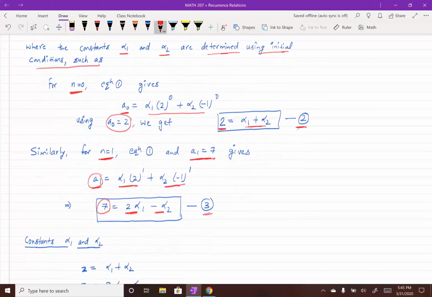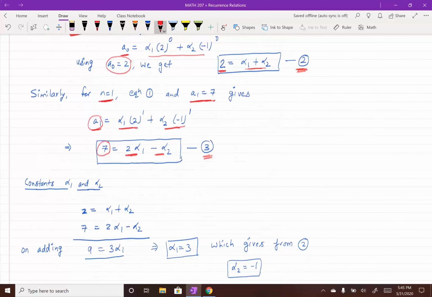Now I have two equations, equation 2 and equation 3, and I have two unknowns alpha 1 and alpha 2, and to compute those two unknowns I'm going to use the second and third equations. So I have my second equation here, 2 equal to alpha 1 plus alpha 2, and 7 equal to 2 alpha 1 minus alpha 2. If I add both the equations together, the alpha 2 contribution will cancel, so you will have alpha 1 plus 2 alpha 1 is 3 alpha 1 on this side, and 2 plus 7 is 9 on the other side. Once you simplify, your value of alpha 1 is equal to 3.